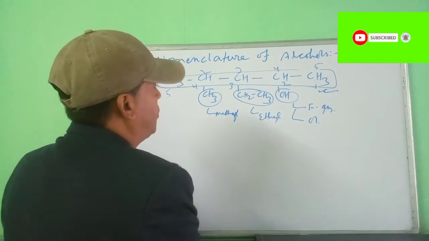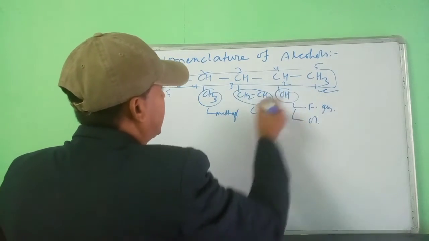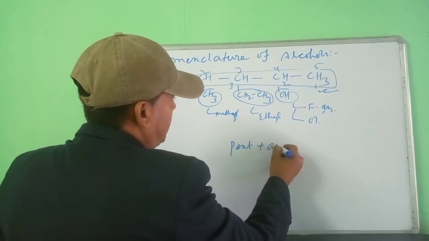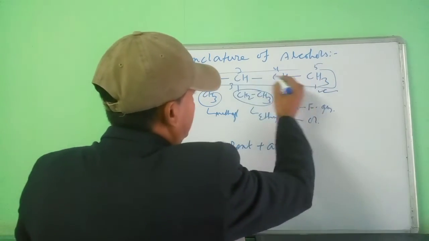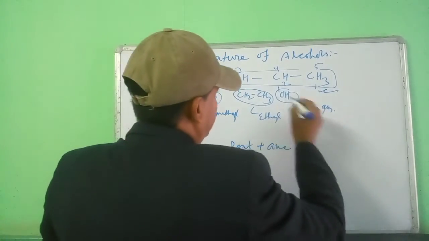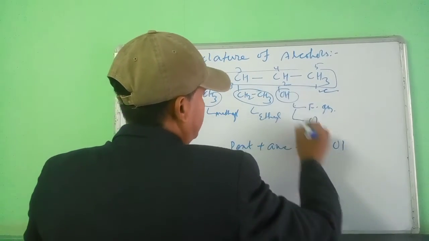Okay. Now the word root. The word root must always be written down. Here, how many carbons? Five carbons. Pent is the word root. An is the primary suffix: carbon-carbon, what bonding? Single bond. Okay, an. Now after the primary suffix comes the secondary suffix. The position of this OH is 2.